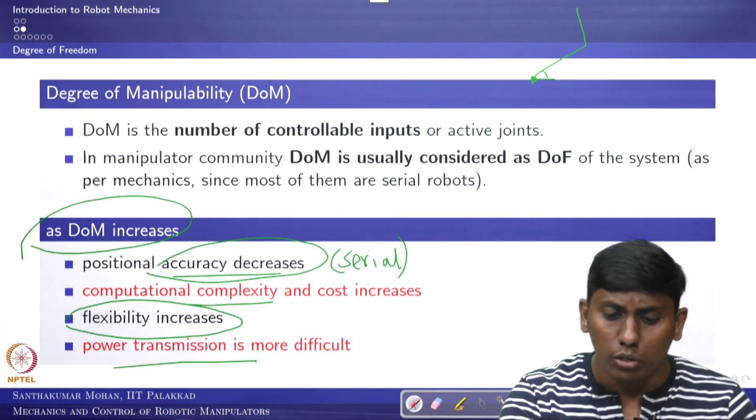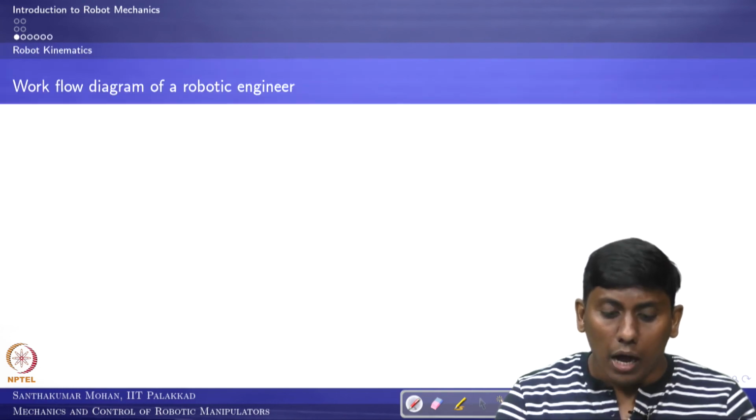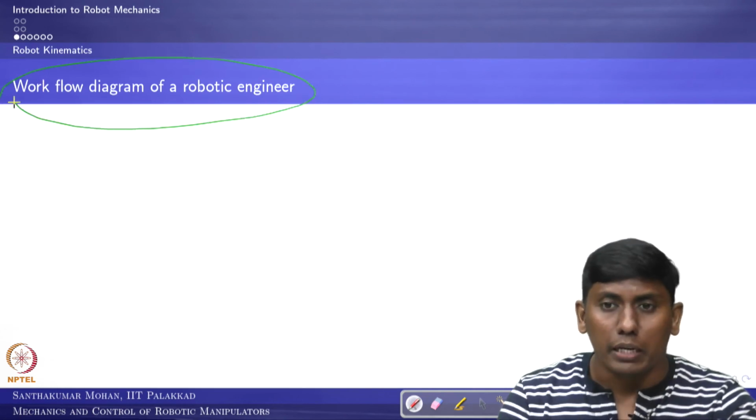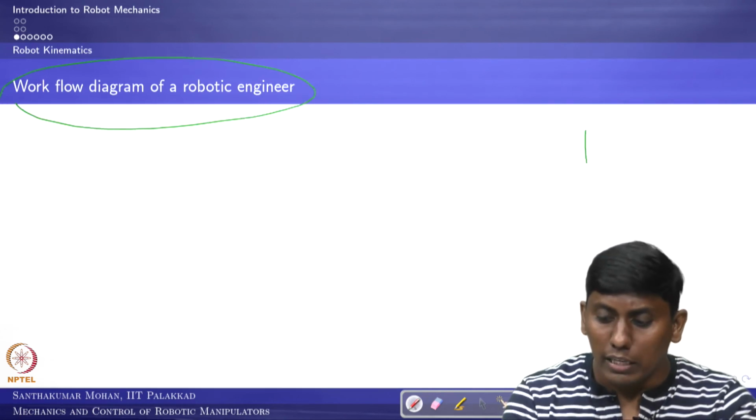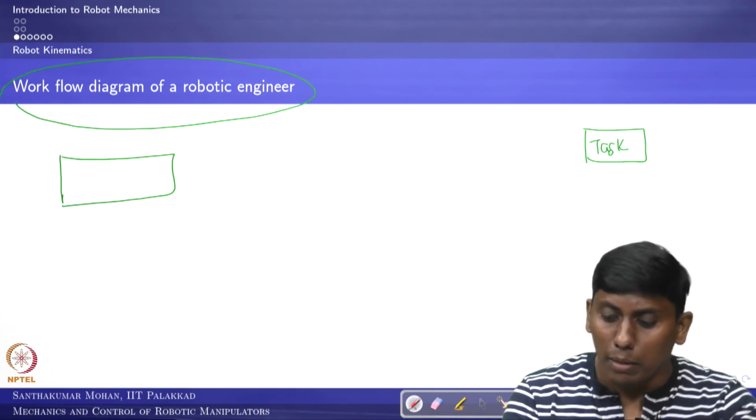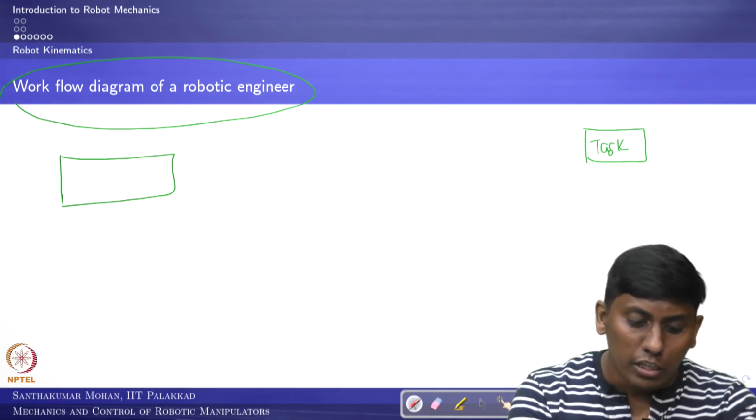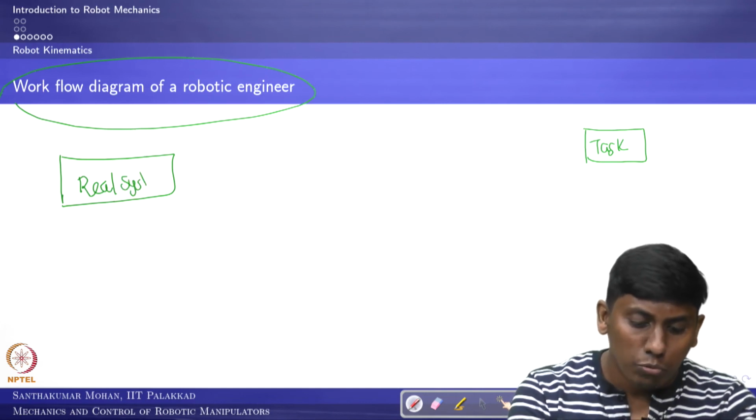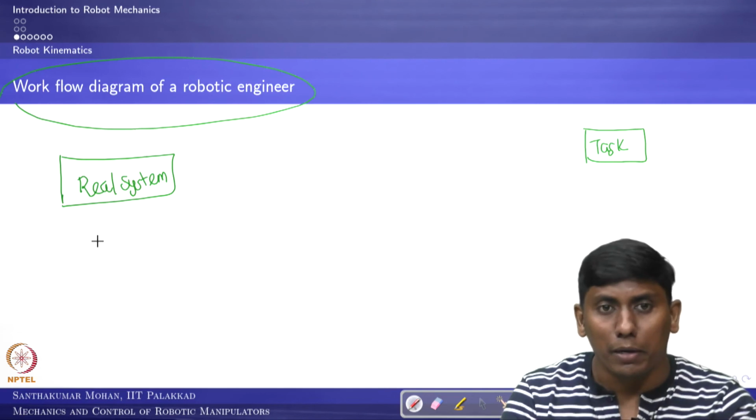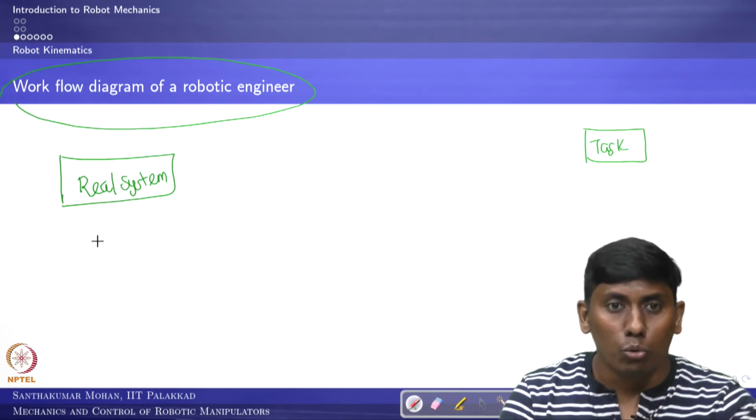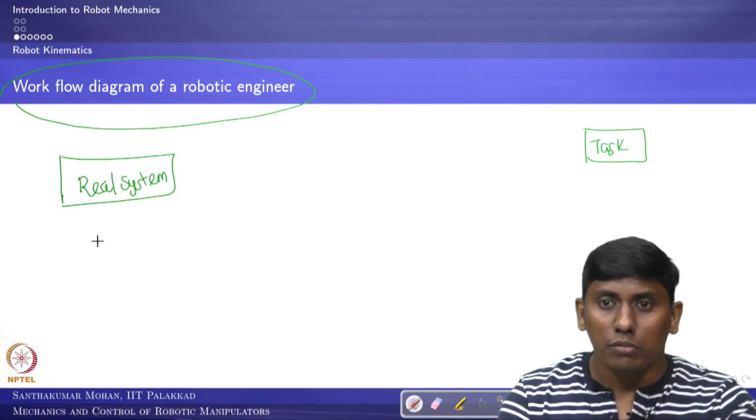So now you know what manipulability is, so I just give this slide here. What would be the workflow of a robotic engineer? All engineers are given a task to be accomplished, for example, robotic assembly. Then you will look at the real system, which would be the manipulator. How will you choose the manipulator? Off the shelf, a manipulator will cost from 2 lakhs to probably even 2 crore. So it's very difficult, right?